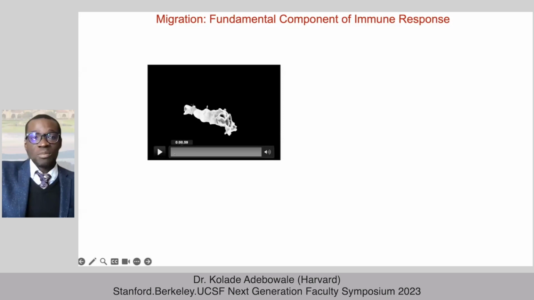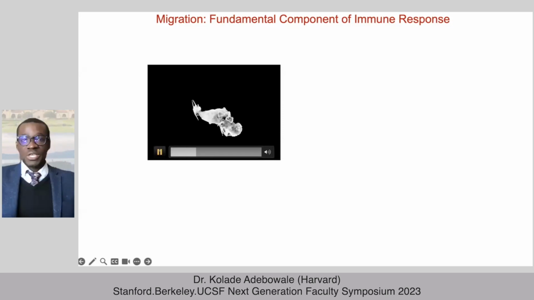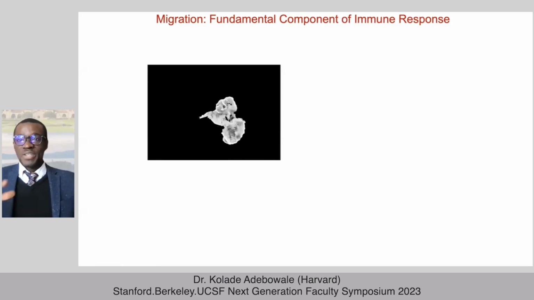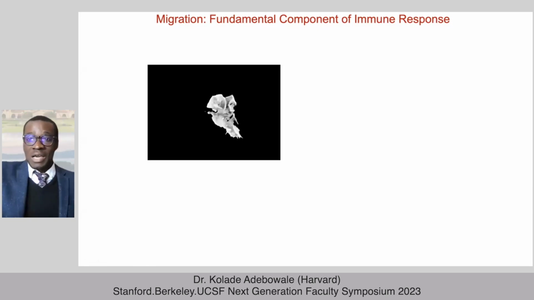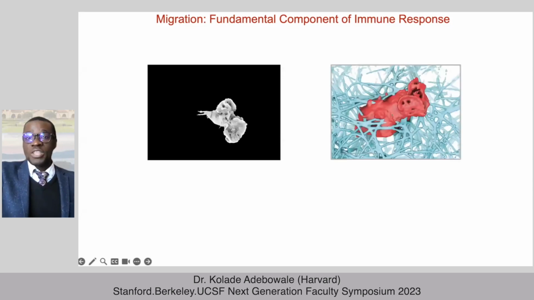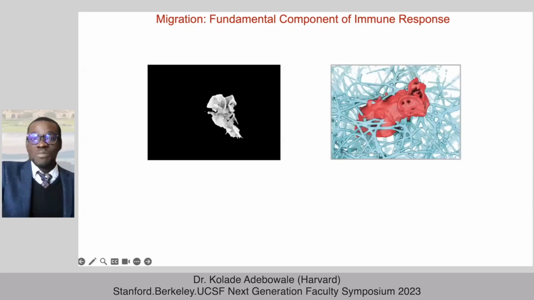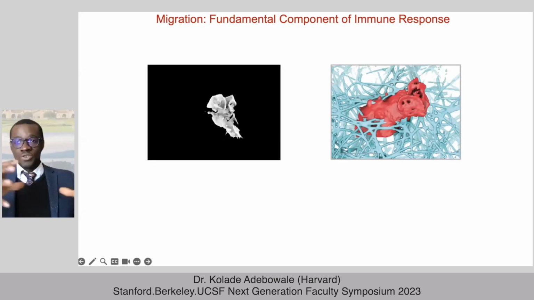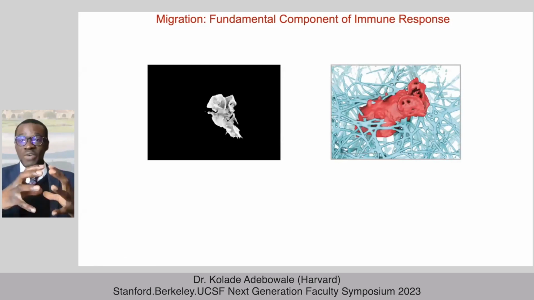In this movie that I'm playing on the left, we see an immune cell that's migrating, but this movie makes it seem like the cell is having an easy time moving around. However, the reality is more similar to what's on the right, where the molecular interactions between the immune cells shown in red and the tissue shown in blue can really restrict the ability of the immune cell to effectively move around.